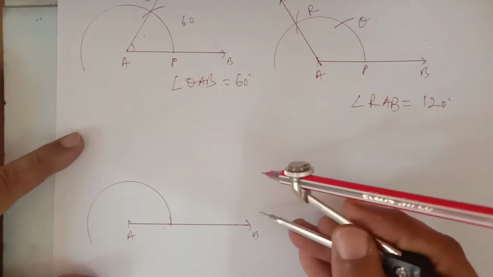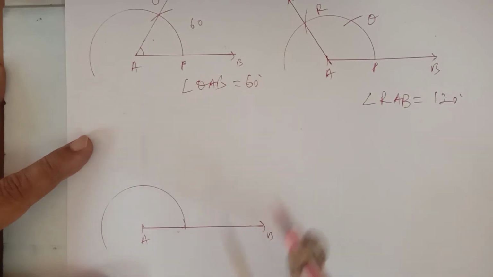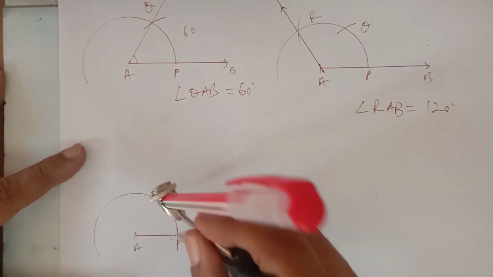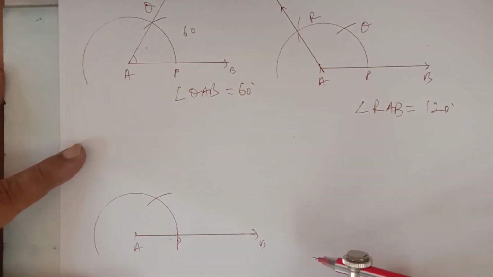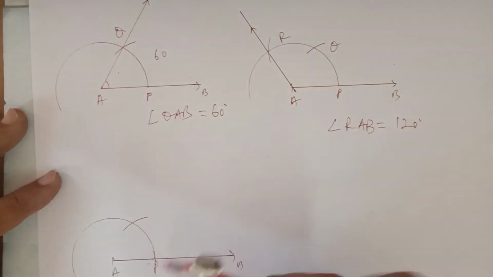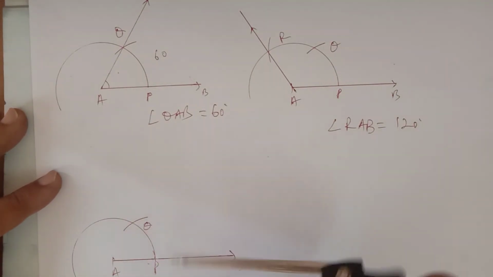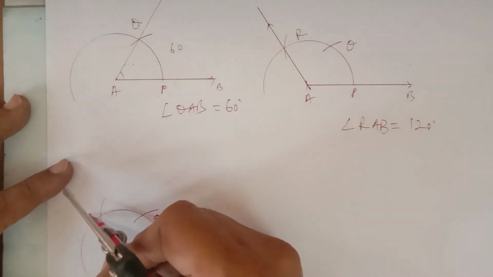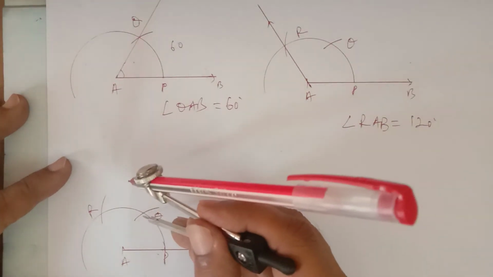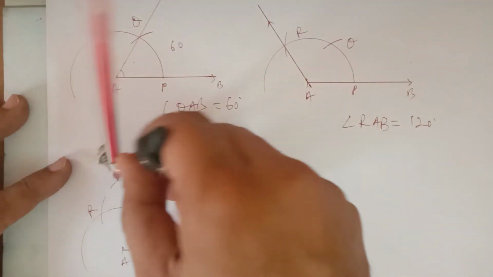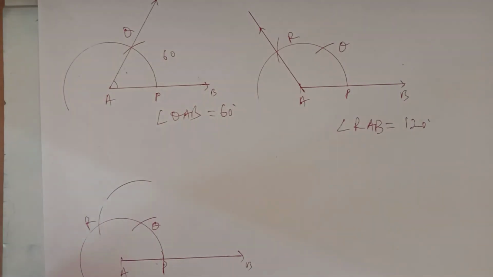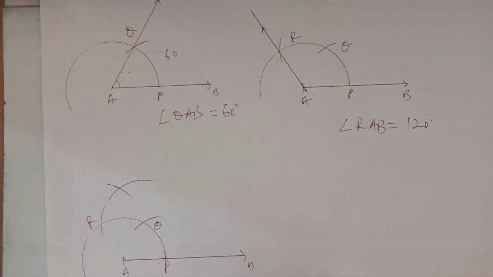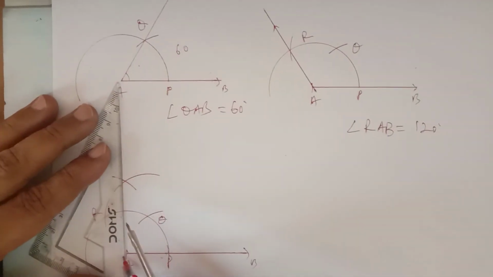Let us call the intersection P. Now with P as a center and the same radius, cut an arc. Let us call it Q. With the same radius, cut another arc. Let us call it R. With Q as a center and the same radius, draw an arc like this. And with R as a center and the same radius, cut this original arc, and join with this A.